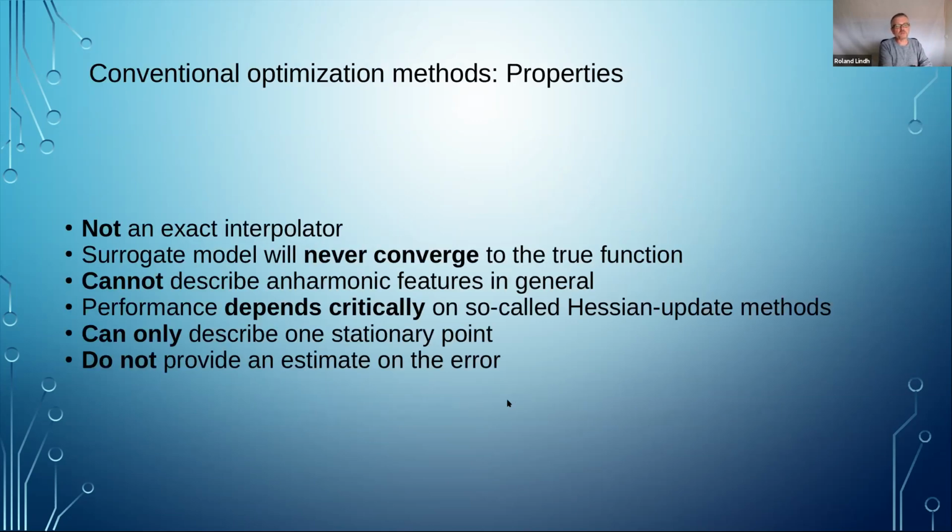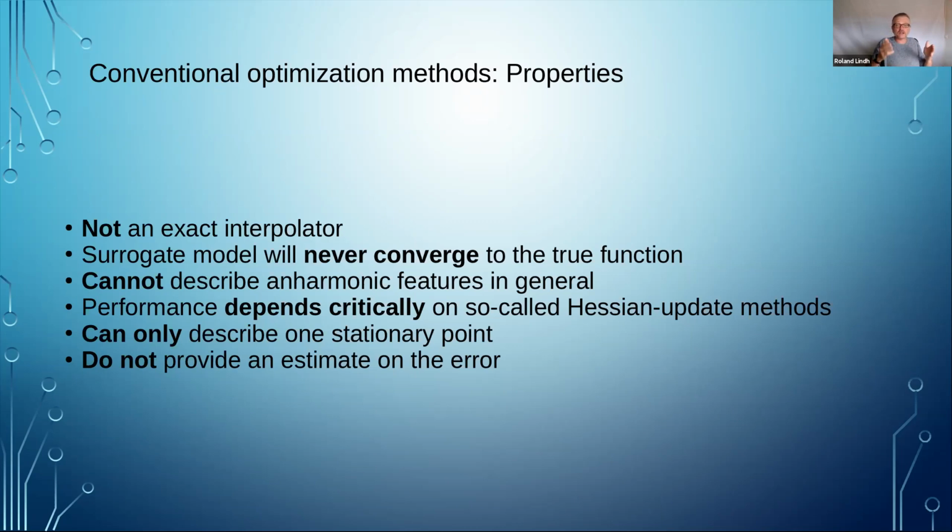So let me just briefly summarize some of the properties of this type of optimization method and surrogate model. So the first, I have to say that this is not an exact interpolator. With that I mean if we have a number of data points, the surrogate model is only going to represent exactly the two last data points. Any data point that was previous to that, the surrogate model will not be able to reproduce.